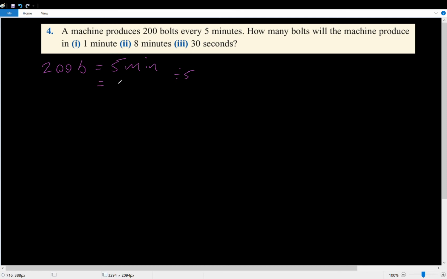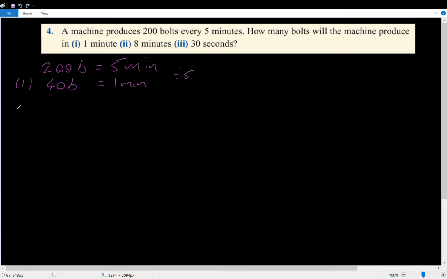So 5 minutes divided by 5 is 1 minute. And 200 bolts divided by 5 is going to be 40 bolts. So that there is part 1. We found out how many bolts the machine will produce in 1 minute.